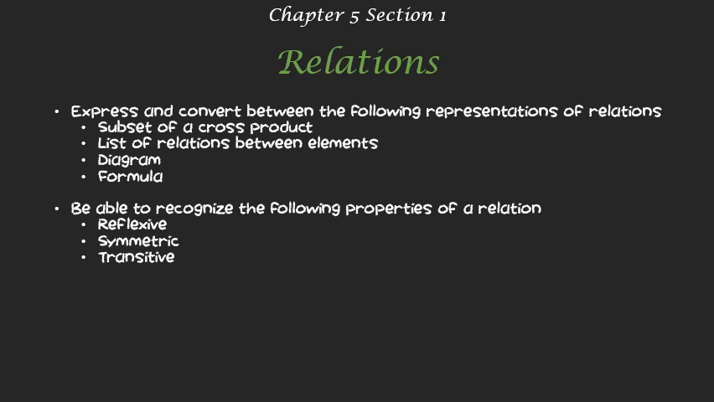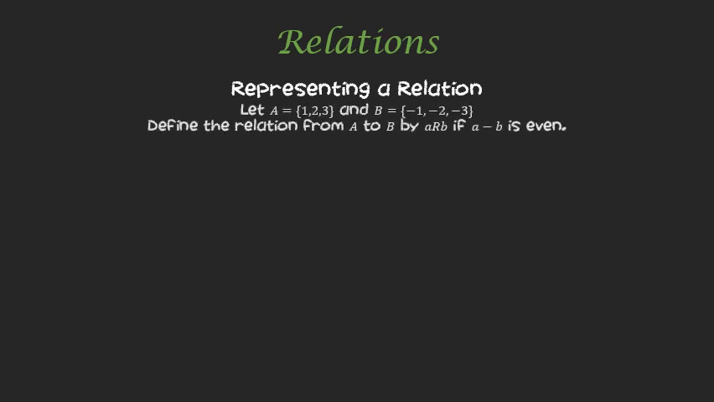All right, let's get started. There are a few ways one can define a relation from one set to another set, and ways to represent that. So we'll take this relation, for example. A will be our set containing the elements 1, 2, and 3. B will be the set containing -1, -2, and -3.